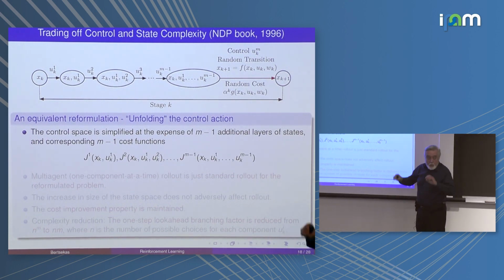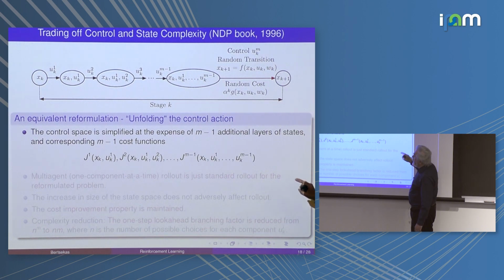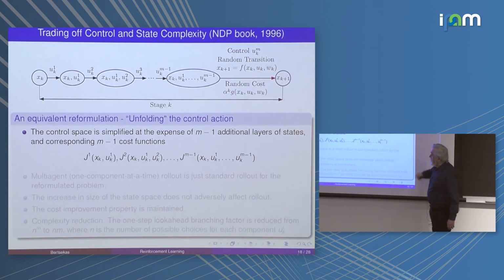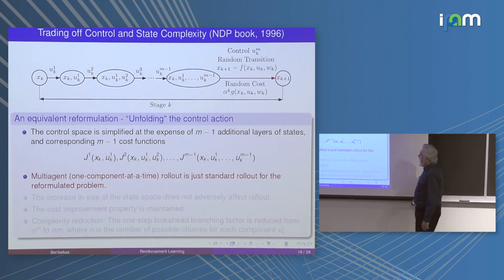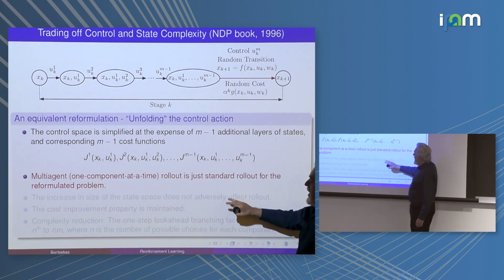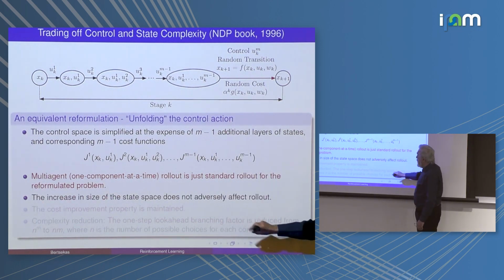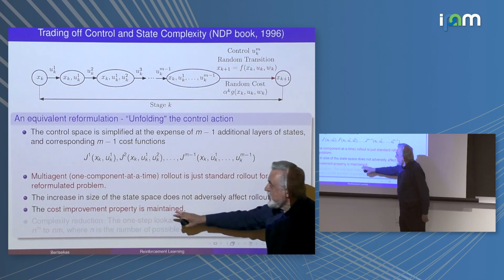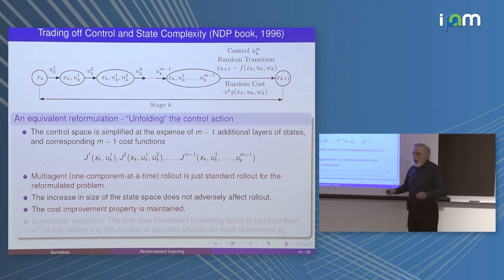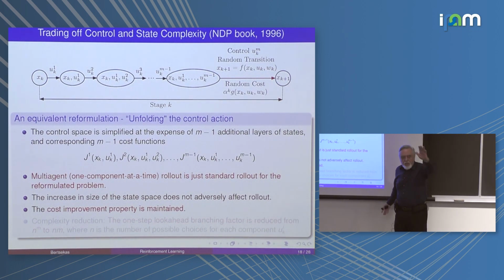Now, the problem is reformulated. It's equivalent, okay, because control choices are made with knowledge of x. And the control space is simplified at the expense of introducing a more complicated state space and additional cost functions. Now, we apply the rollout one-step look-ahead idea to this problem. And the rollout algorithm is just the standard rollout algorithm for this problem. It's not the same, but it still maintains the cost improvement property. And moreover, the increase in size of the state space does not adversely affect rollout. Rollout doesn't depend on how big your state space is. You move from one state to the next, and you do a one-step look-ahead calculation, and how big the state space is does not matter.